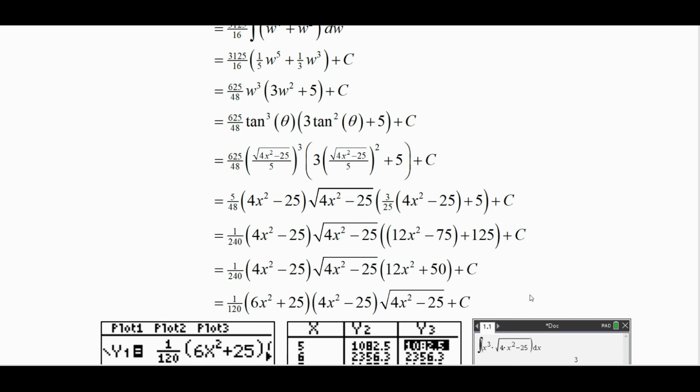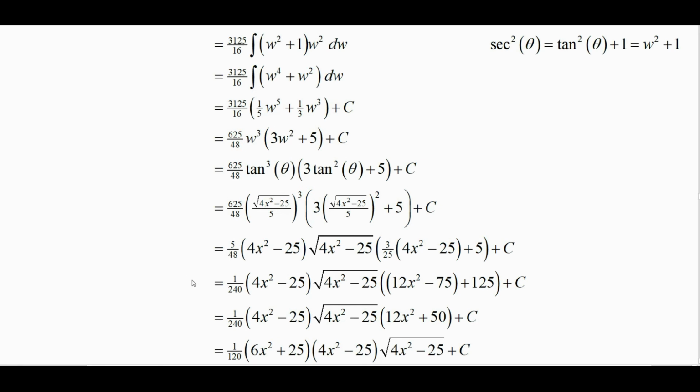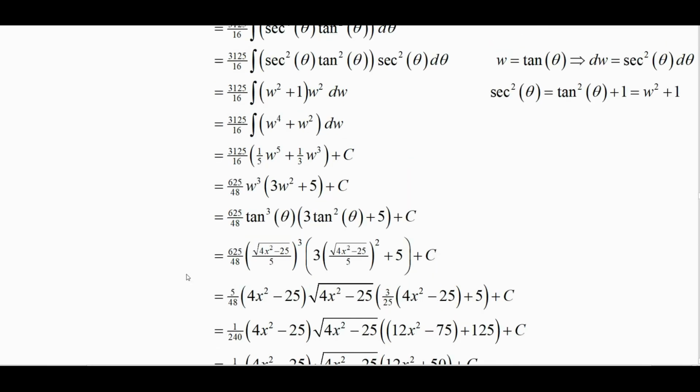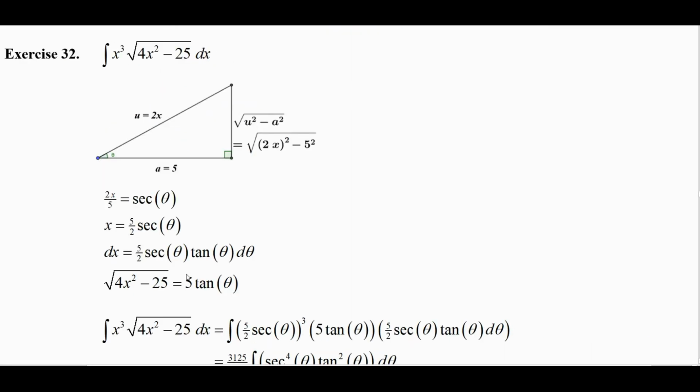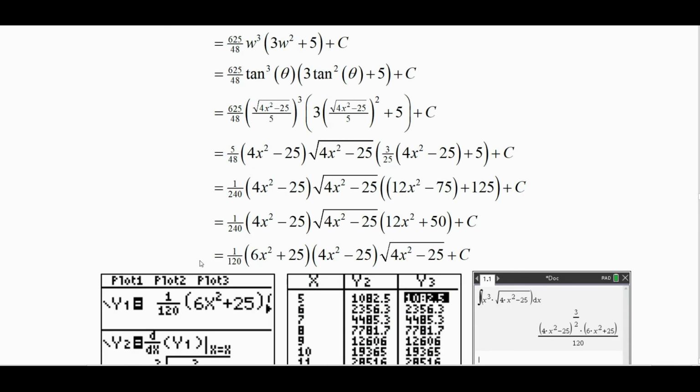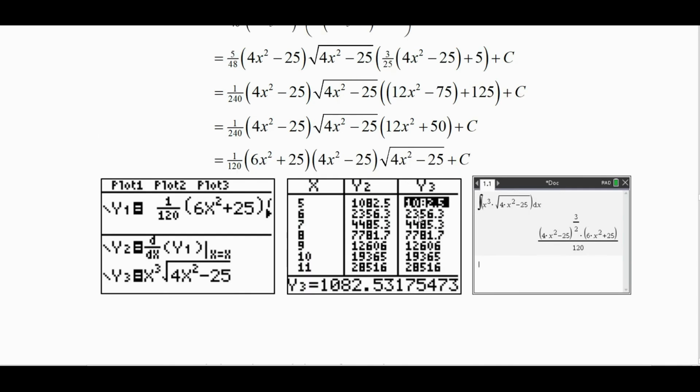And so here's my final answer. 1/120 times 6x squared plus 25 times 4x squared minus 25 times the square root of 4x squared minus 25 plus c. And I do believe there's a way to do this in a simpler way, probably with the straight substitution, but this does show you a good practice of how to use this technique. So I'll challenge you to see if you can figure out how to do this with a more simple substitution, and then see if you get the same answer. But in any event, it does seem to check out.